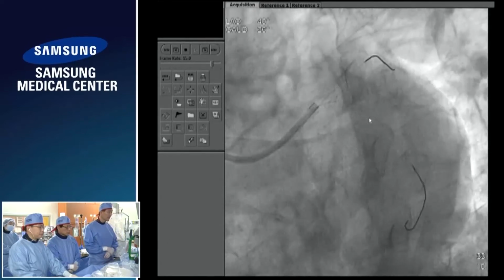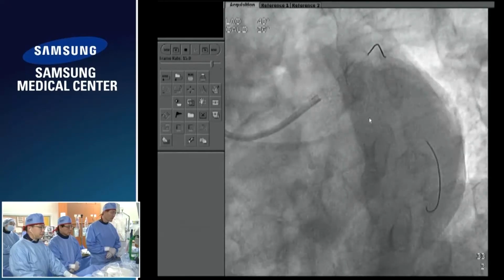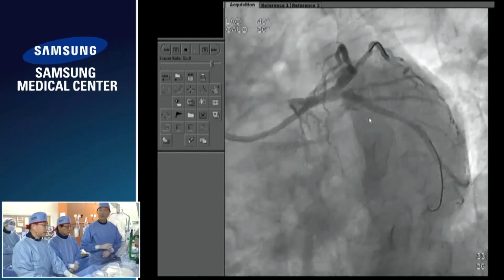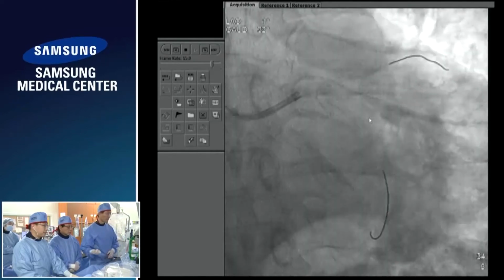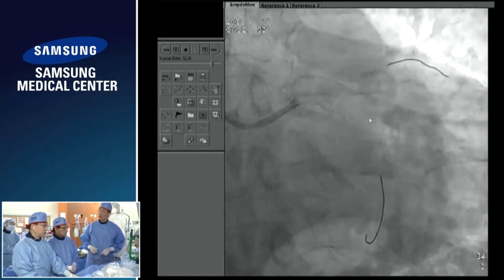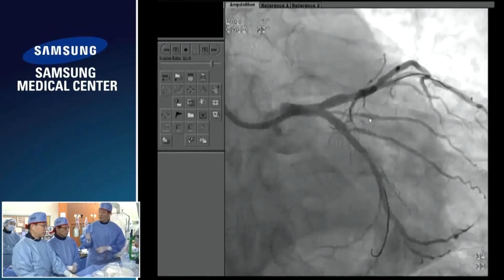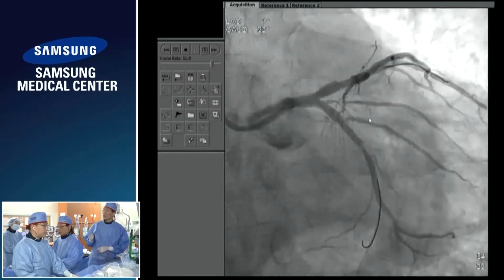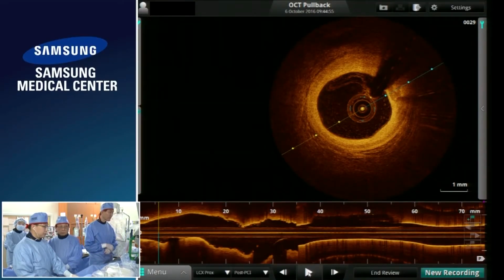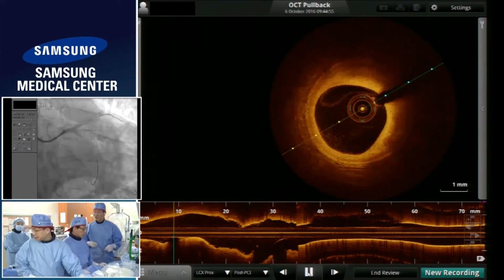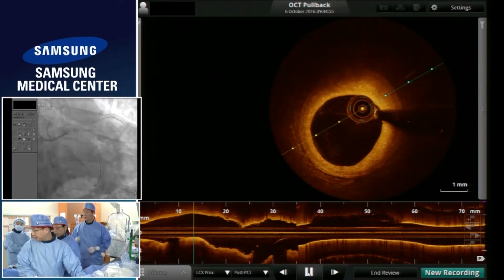Next. This is the angiographic result. There is some suspicious underexpansion in the circumflex, but actually it was due to the overlap. Next. The LAD is well expanded, and the OCT on the screen, please. Circumflex. Can you put the OCT on the screen? Dr. Santoso, will you explain the OCT findings?